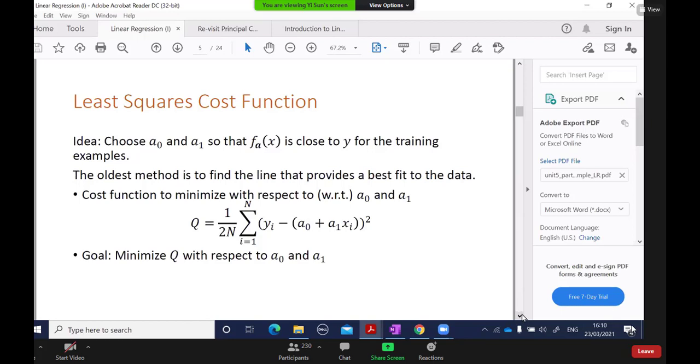One of the learning outcomes is to understand how the least squares method works. The idea, we have already seen: we want to find a function defined by A0 and A1 so that this linear function is close to the output dependent variable value for the training examples. The least squares is the oldest method for fitting a model. It has this shape.